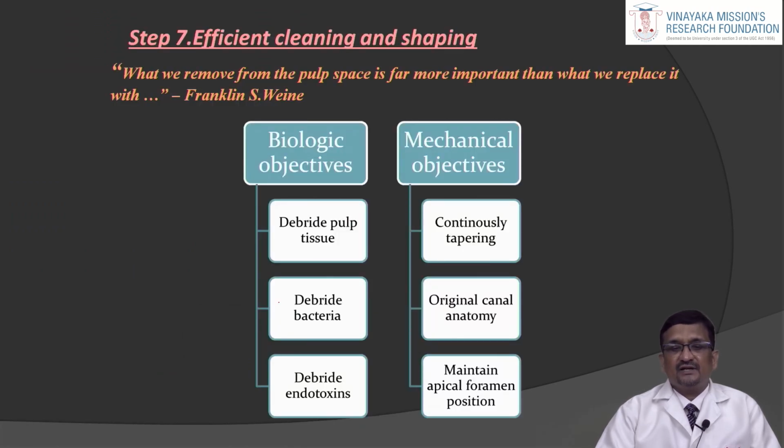Next, step 7, efficient cleaning and shaping. So I want to quote from Franklin Weine, what we remove from the pulp space is far more important than what we replace it with. Okay, so this is very important. And what are we trying to achieve by good cleaning and shaping? We are going to achieve biologic and mechanical, 2 types of objectives. So biologic objectives: debride pulp tissue, debride bacteria, and remove the endotoxins. And mechanical objectives: we have a continuously tapering canal which facilitates easy debris removal, and we need to maintain the original canal anatomy, and we need to maintain the apical foramen position.